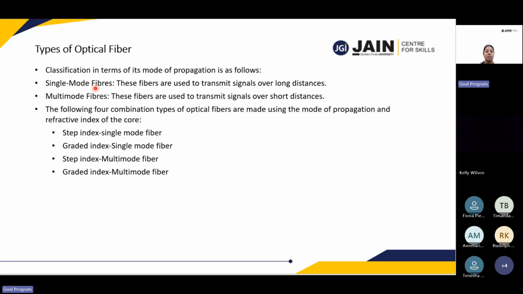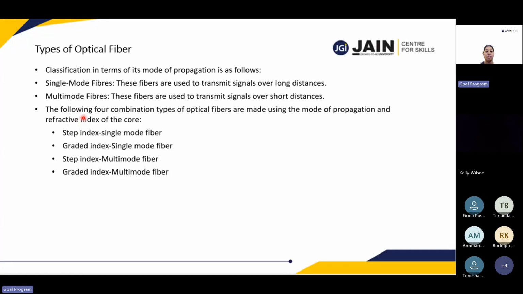Single mode fibers are used to transmit the signals over long distances, as we have seen and understood in the previous slide also. Single mode fibers are used for long distance communication, whereas multi mode fibers are used to transmit the signals over short distances. For short distance communication, we use these multi mode fibers.